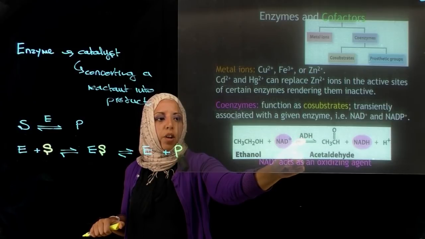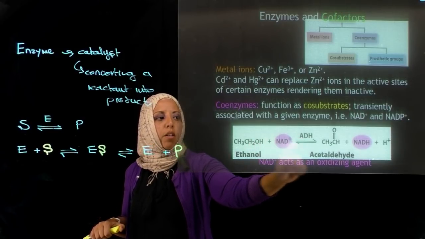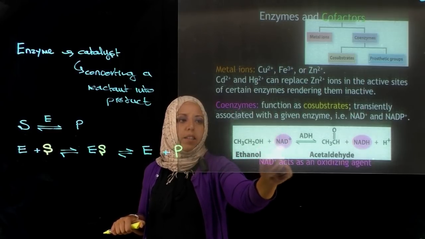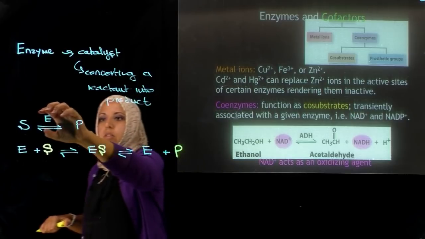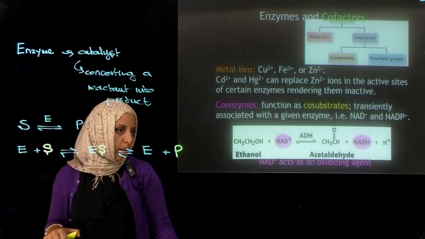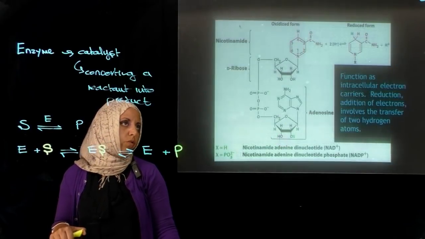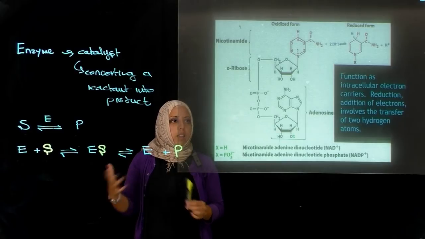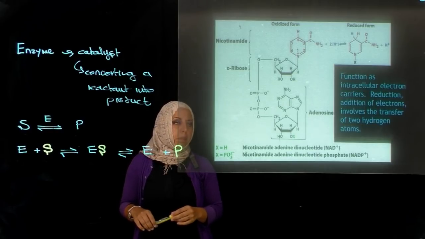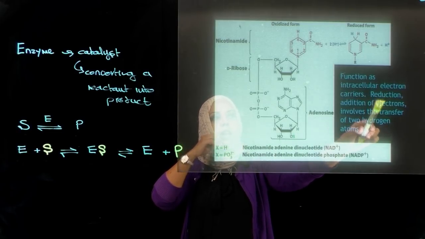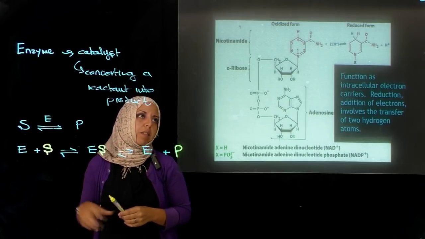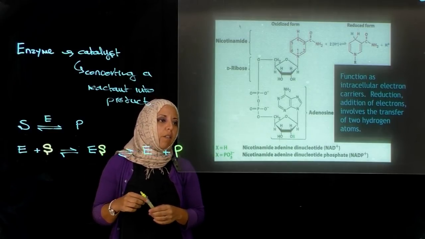ADH is referring to alcohol dehydrogenase, which converts primary alcohols into aldehydes, right? And the example here is ethanol into acetaldehyde, where NAD+ is really simply acting as an oxidizing agent. But it binds to the enzyme or interacts with the enzyme, right? And hence it is known as a coenzyme, right? All right, and it functions as an electron carrier, NAD+ and NADP+, right? And it's also involved in reduction reactions, or the addition of electrons and the transfer of two hydrogen atoms.